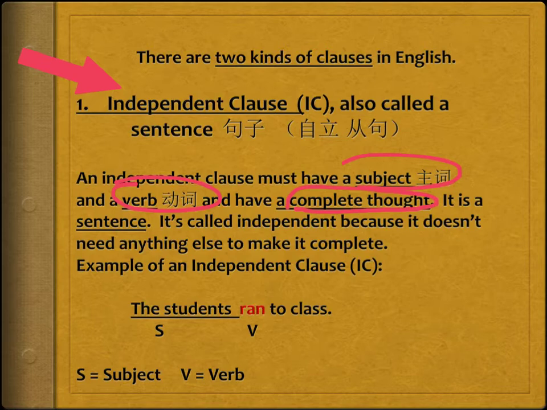Here's an example of an independent clause. The students ran to class. Notice the students, underline, that's the subject, and ran is the verb, to class. This is an independent clause. It is a complete sentence. It doesn't depend on anything else to make a complete thought.